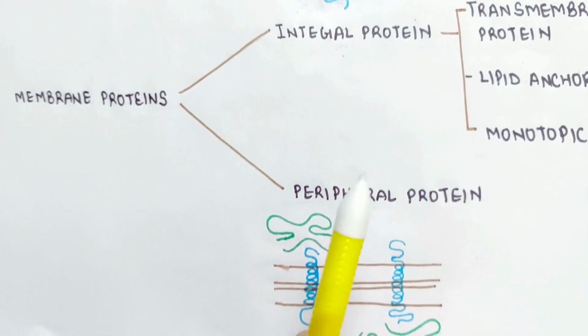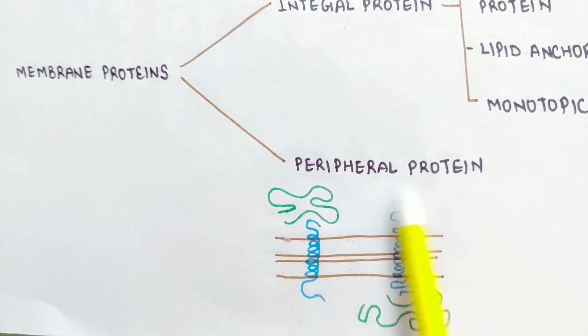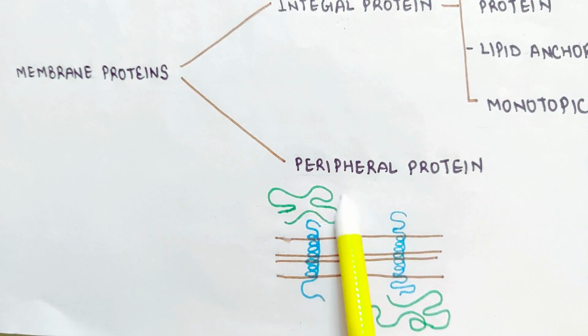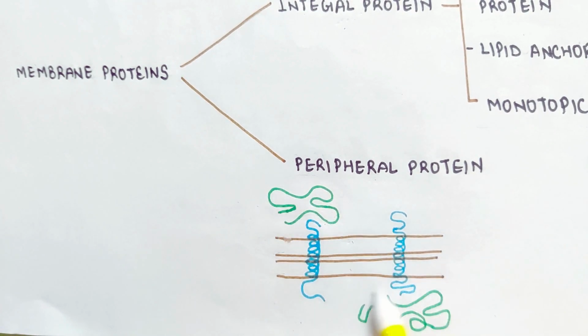Now, second is the peripheral proteins. As the name suggests, peripheral proteins are found at the periphery of the cell, whether on the extracellular side or the intracellular or cytosolic side. Like here, you can clearly see that this is the peripheral protein which is found outside the cell, and this is the peripheral protein which is facing towards the cytosolic side of the cell.